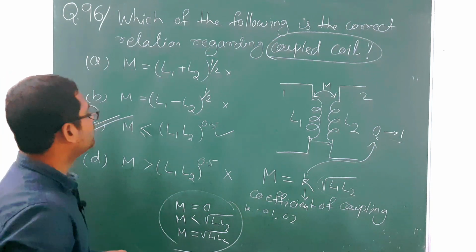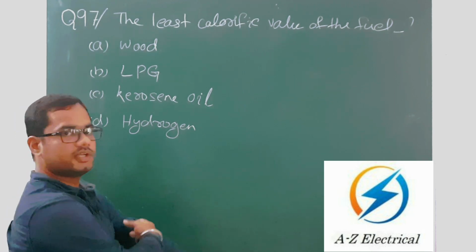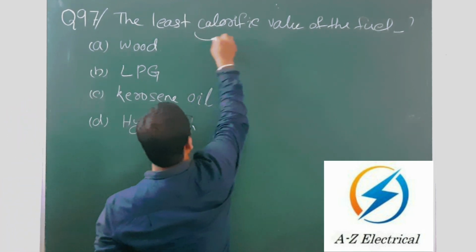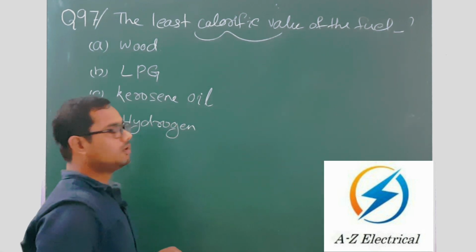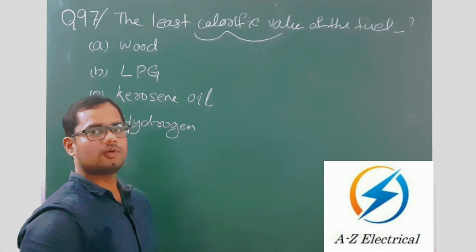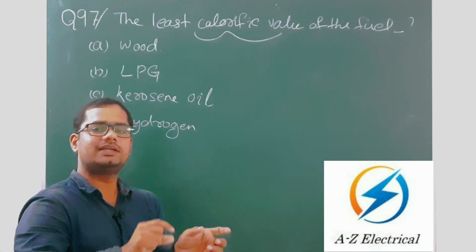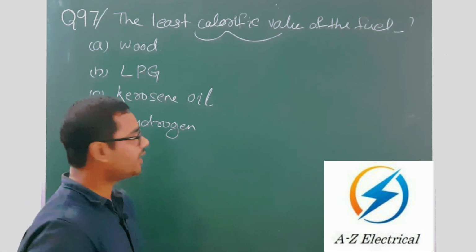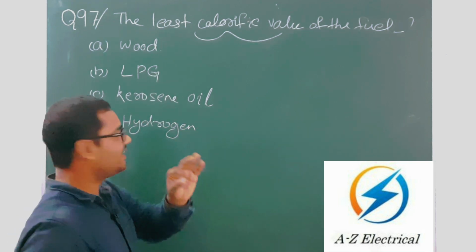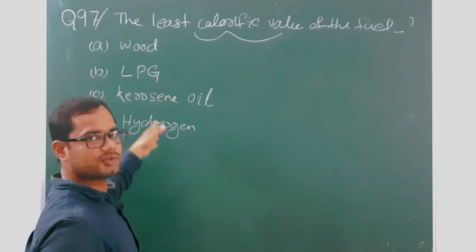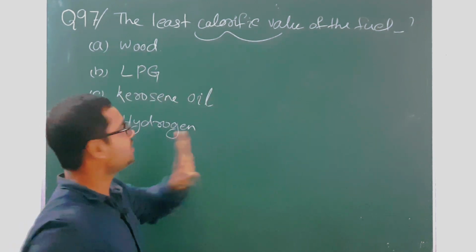Okay. So moving to the next question. The question is the least calorific value of the fuel. The calorific value of a fuel indicates the heat produced from the fuel. So this is a silly question. You can say blindly, or by seeing the options, that the least calorific value means it will be wood.